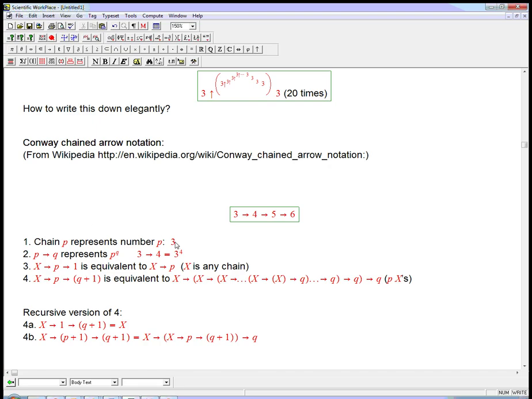If I just have p, that's just a number. If I don't have any arrows, that's just the number itself. Two numbers separated by arrows just represents an exponent. So 3 arrow 4 is just 3 to the fourth, kind of like a vertical arrow or a caret would be. Exactly like that. Now, if I have any chain, a bunch of numbers separated by horizontal arrows, and then a number and then 1, we can just strike off that number and make a shorter chain.